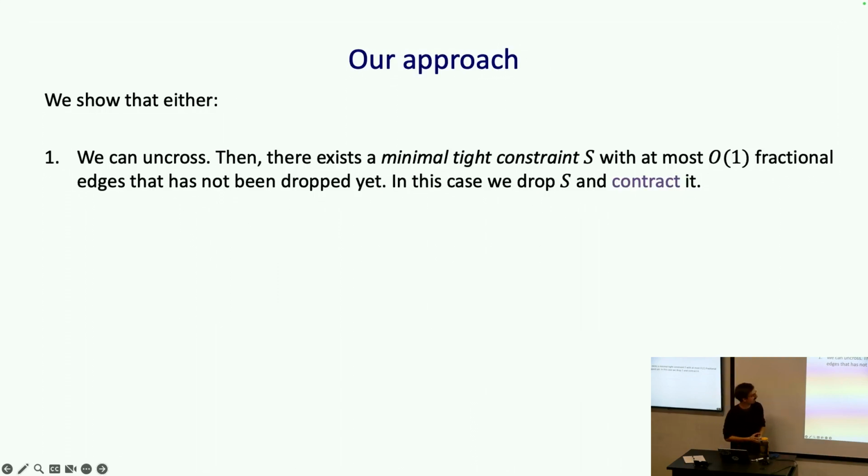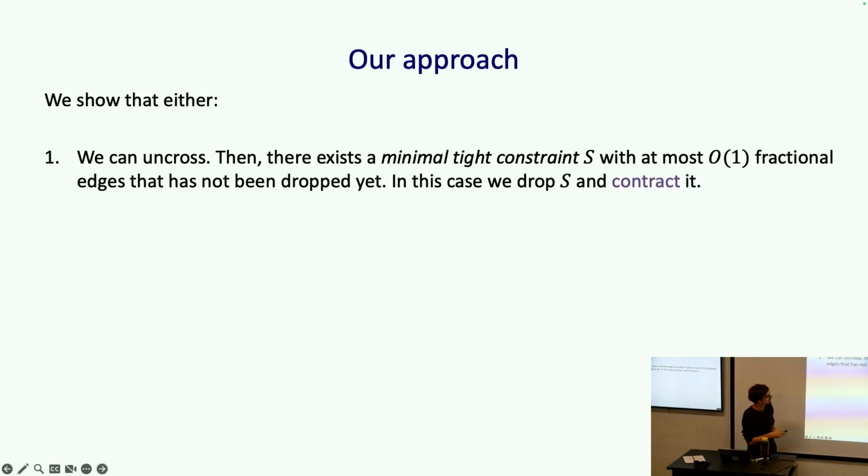So what we're going to show is that either we can uncross, so we can successfully uncross our set of tight constraints. Then we kind of use the argument we said from before. So there should be some set in this laminar family that has very few fractional edges going across it. Okay? So as long as we can uncross, things are good. We get sparsity.